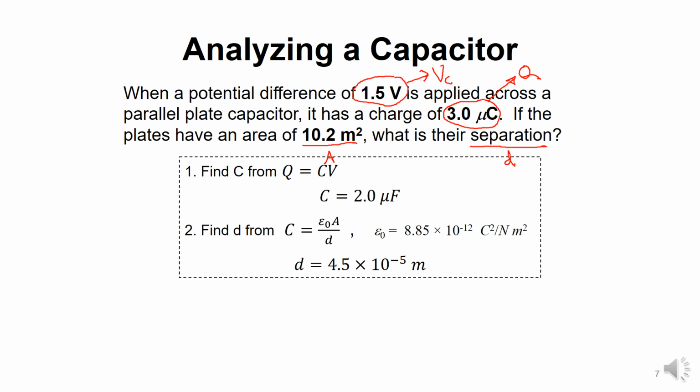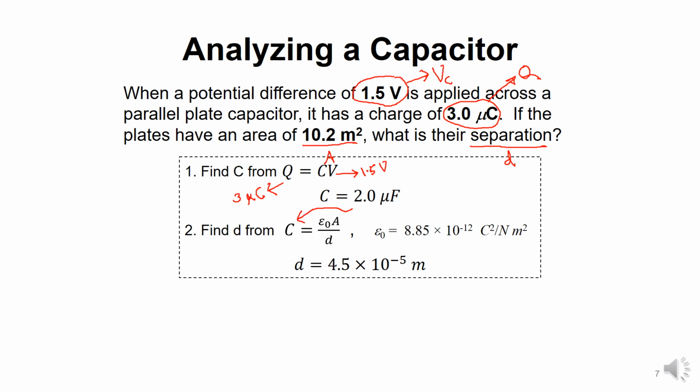All right, so we look at the equation from before. From the first equation on the slide, it says Q equals CV. So you plug in Q equals 3 microcoulombs. Remember that you have to convert microcoulombs to regular coulombs, so it's a factor of 10 to the negative 6. And then you plug in V equals 1.5 volts, and then solve for C, we get C equals 2 microfarads. All right, so that's the first step.